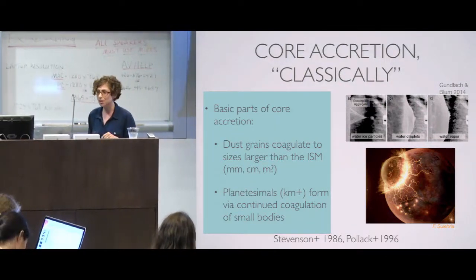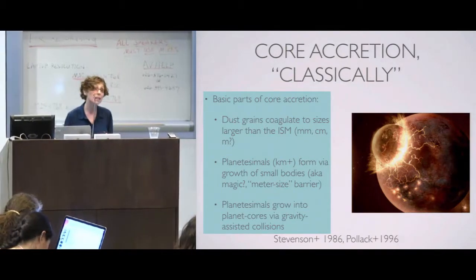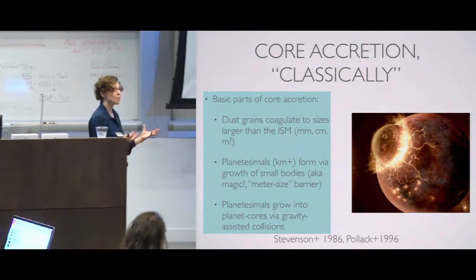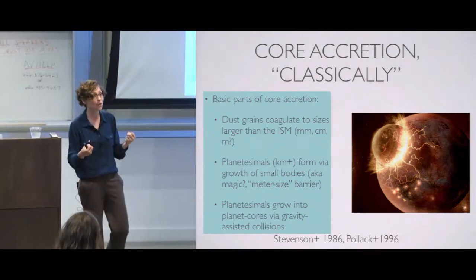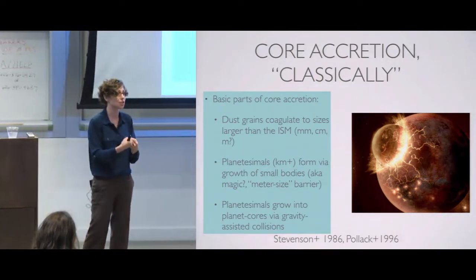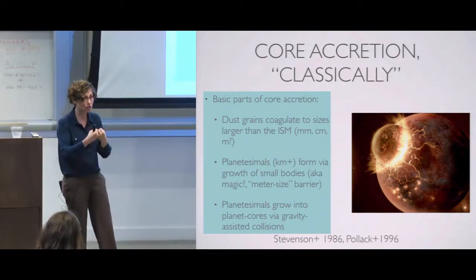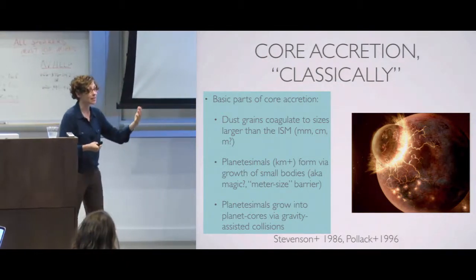Once we get to kilometer-sized planetesimals, things get a little bit easier, because kilometer-sized bodies and up are big enough that they can gravitationally focus one another and grow through collision. So you can get these large bodies smashing together and increasing in size.